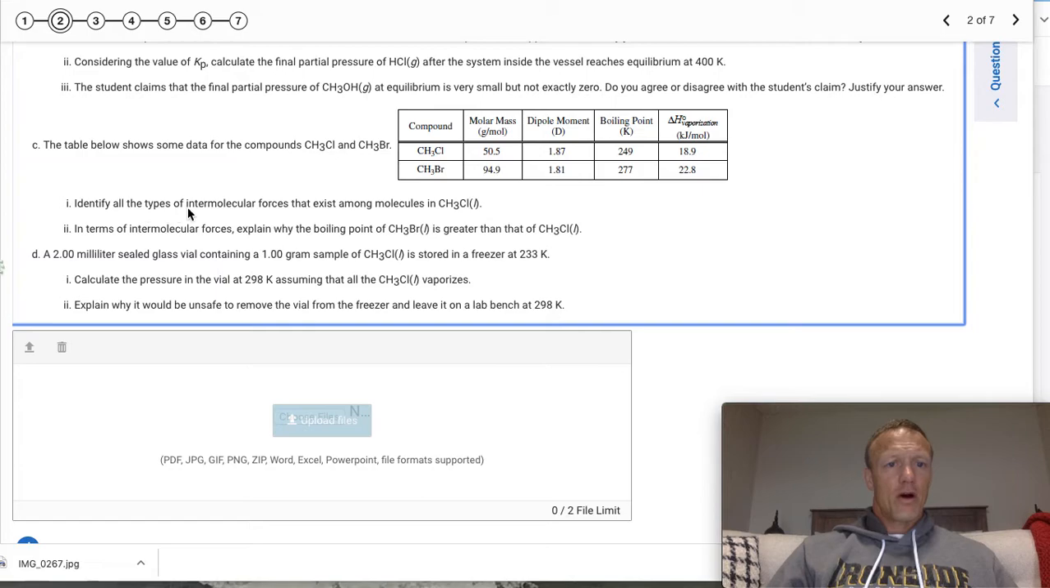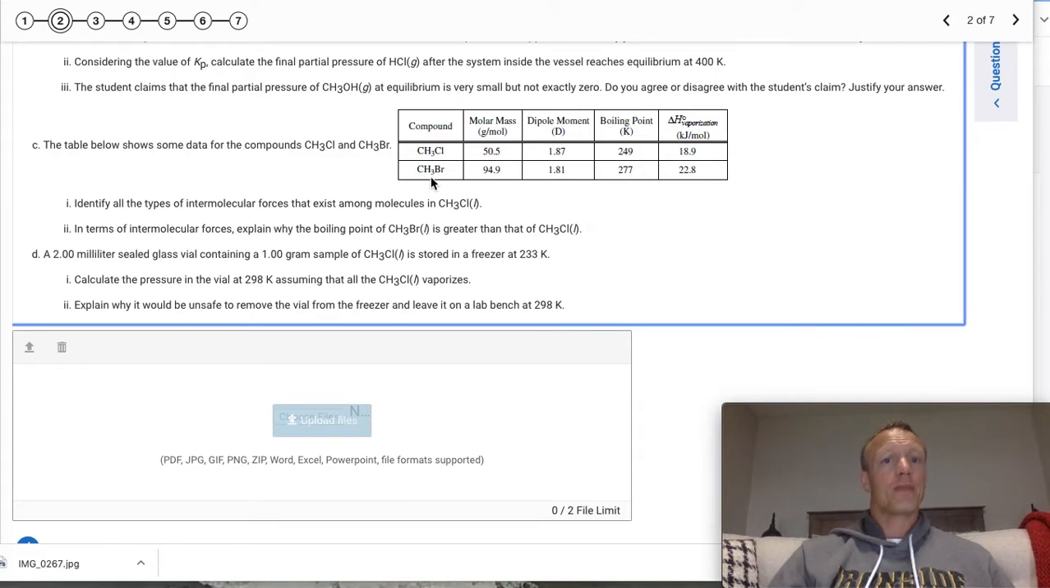So first thing, identify all the types of intermolecular forces that exist among molecules of CH3Cl. So all of them. CH3Cl is a dipole, so there'd be dipole-dipole forces, and then there'd be London dispersion forces between those molecules, those two things. In terms of intermolecular force, explain why the boiling point of CH3Br is greater than that of CH3Cl. So why does this have a higher boiling point?